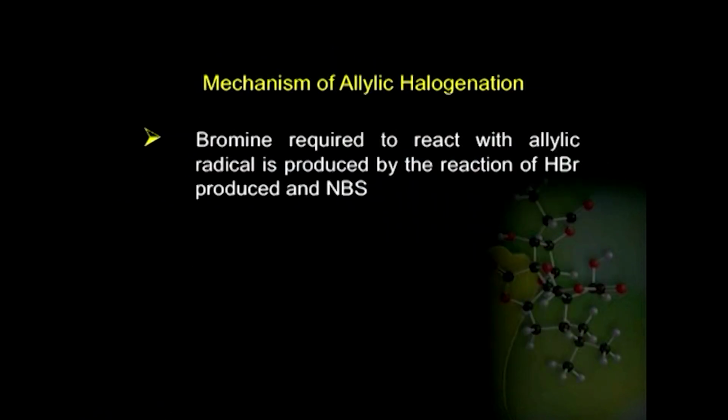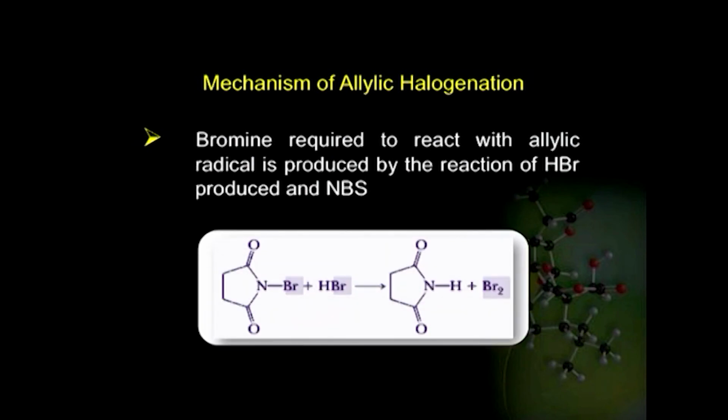So, the bromine required to react with the allylic radical is produced by the reaction of HBr, which was produced, with NBS. So, N-bromosuccinimide with HBr generates this bromine, and this is the succinimide. So, bromine which is required for the reaction is also generated by N-bromosuccinimide. So, that is how this reaction is important.